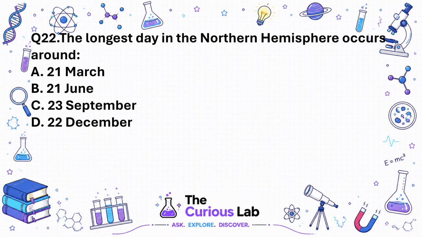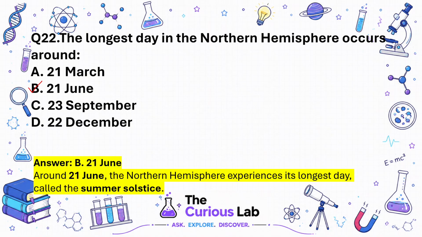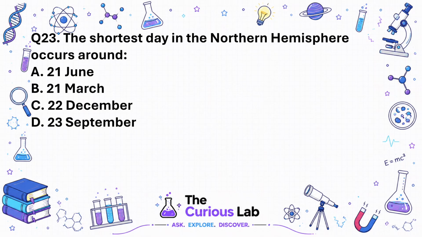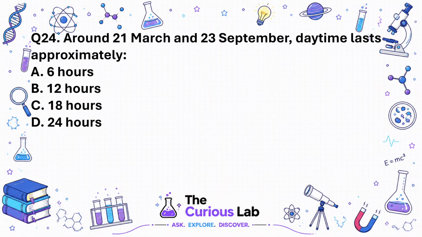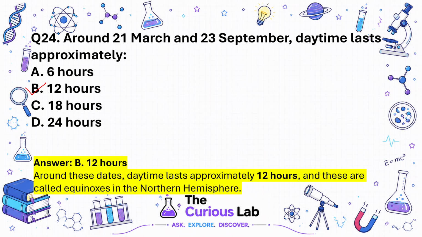Next question. The longest day in the northern hemisphere occurs around, it is 21st June, which is summer solstice. Next question. The shortest day in the northern hemisphere occurs around 22nd December, which is winter solstice. Next, around 21st March and 23rd September, daytime lasts approximately 12 hours. We know that these two are equinoxes, when days and nights are of equal duration.